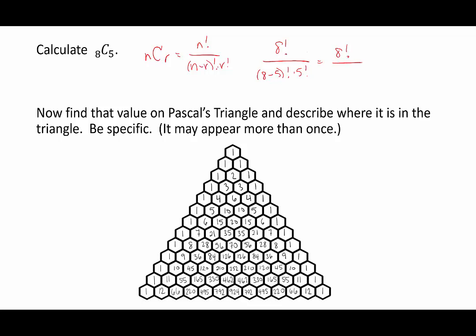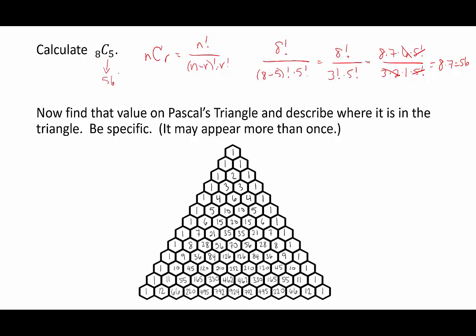So we have 8 factorial over 3 factorial times 5 factorial. I'm going to expand the 8 factorial until I get to 5 factorial. So 8 times 7 times 6 times 5 factorial divided by 3 times 2 times 1 times 5 factorial. The 5 factorial is canceled. 3 times 2 is 6, and 6 and 6 cancel each other out. We're left with 8 times 7, which is 56. Okay, so we've determined that 8 choose 5 is equivalent to 56.